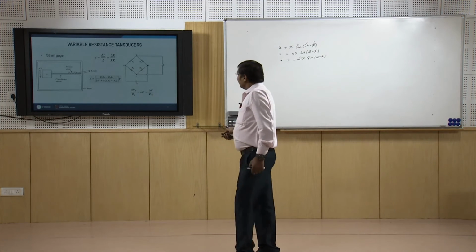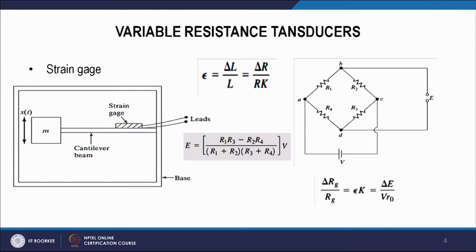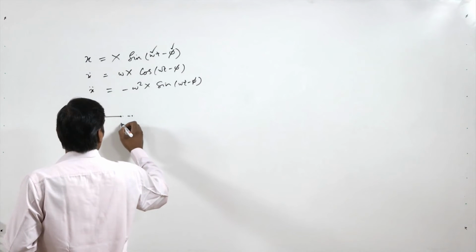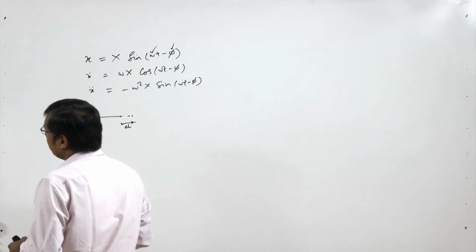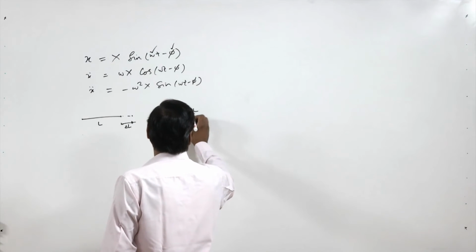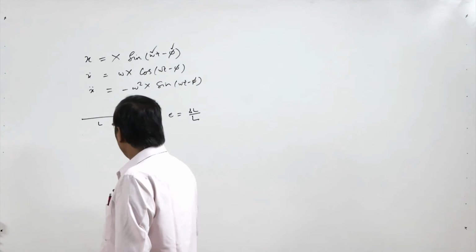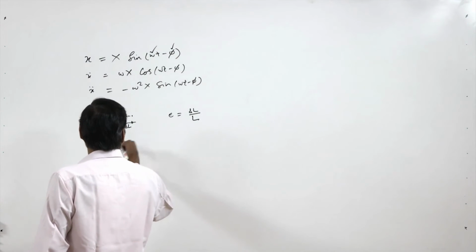So, we can see that the strain is the change in length. If I have some wire and its initial length is L and it is extended by delta L, the strain is delta L by L, and we know that the resistance is proportional to the length of the wire.